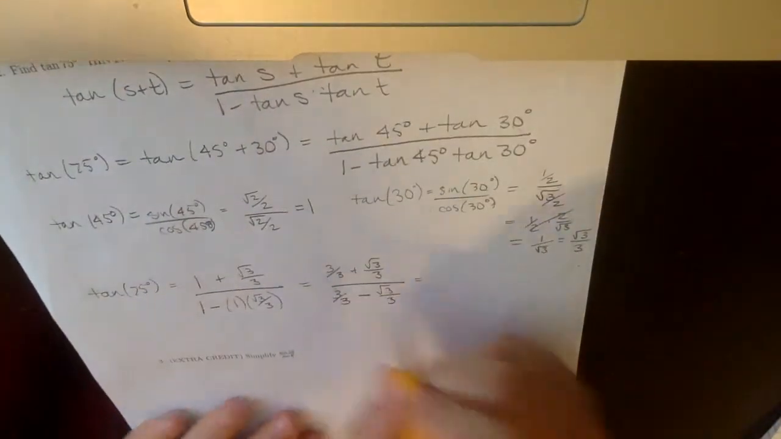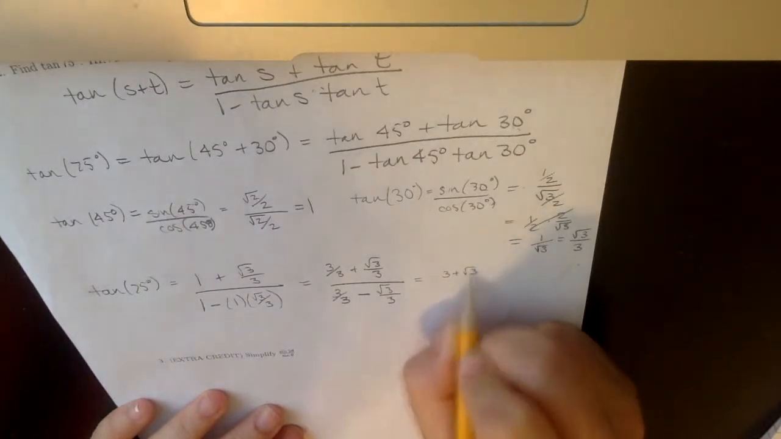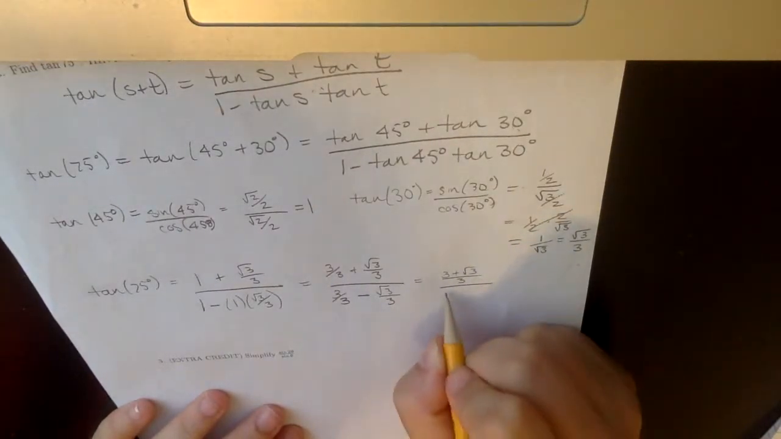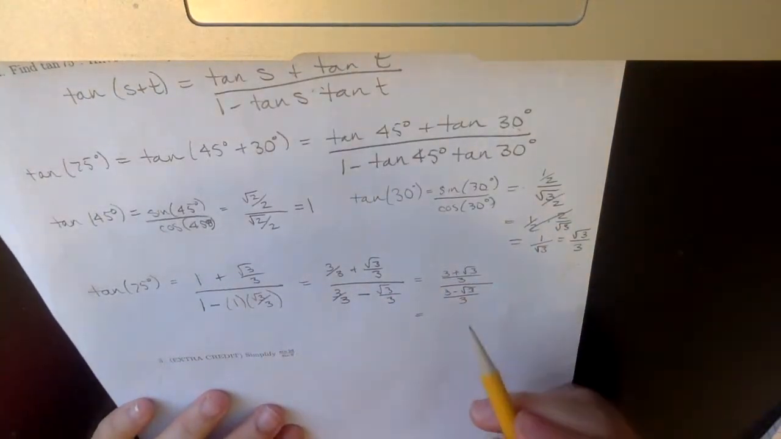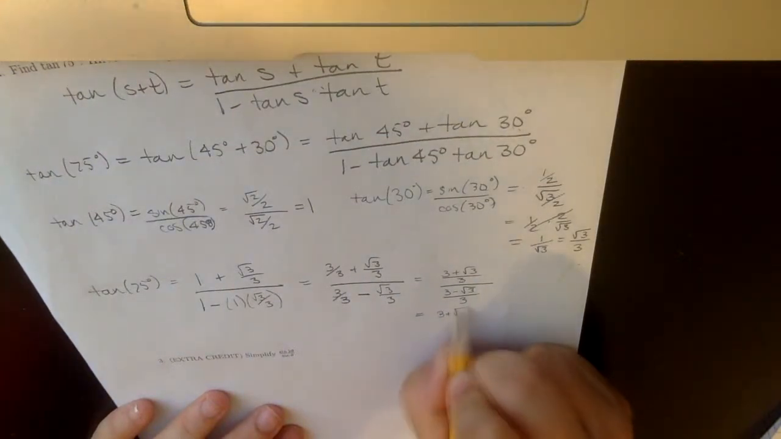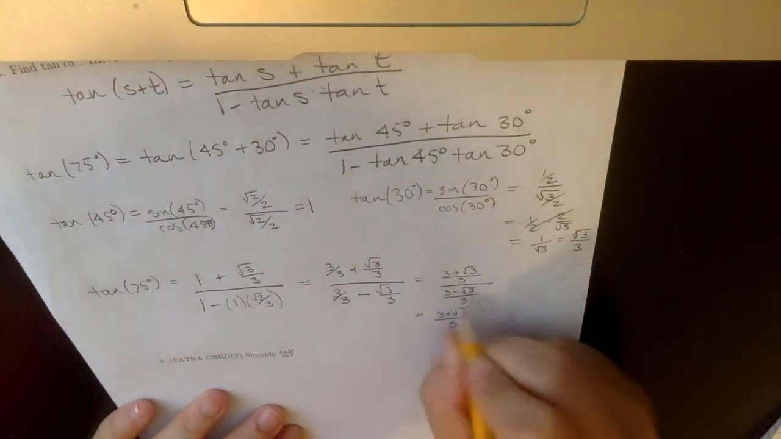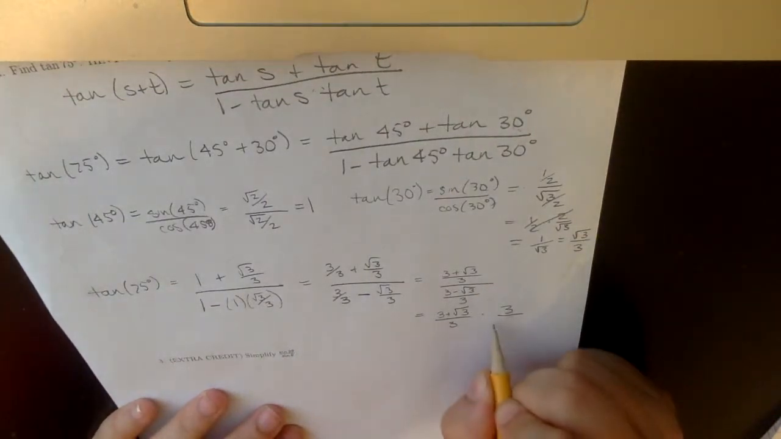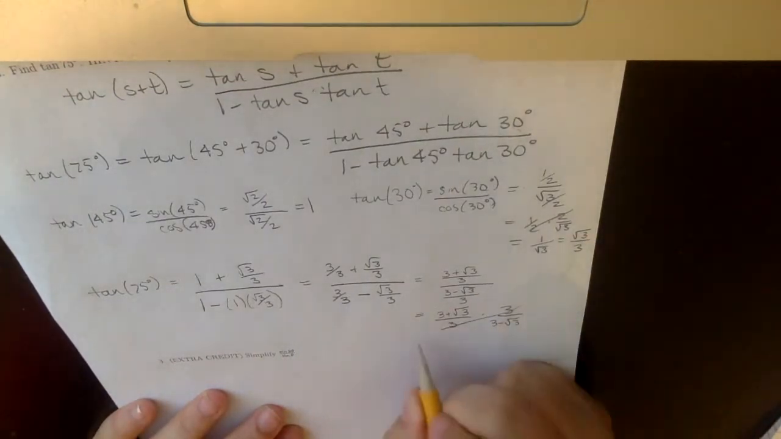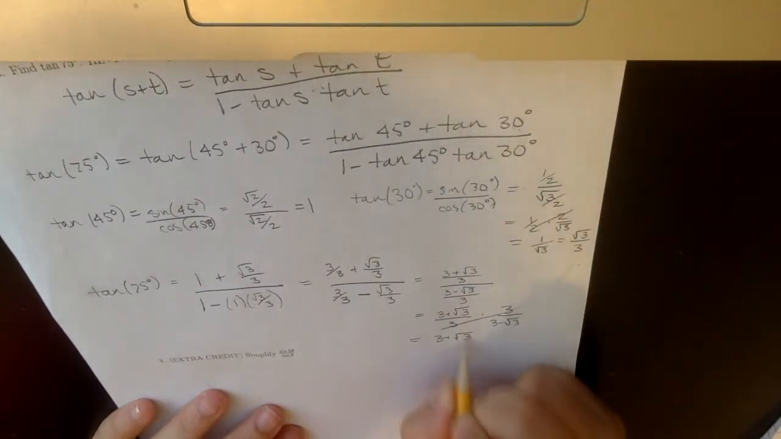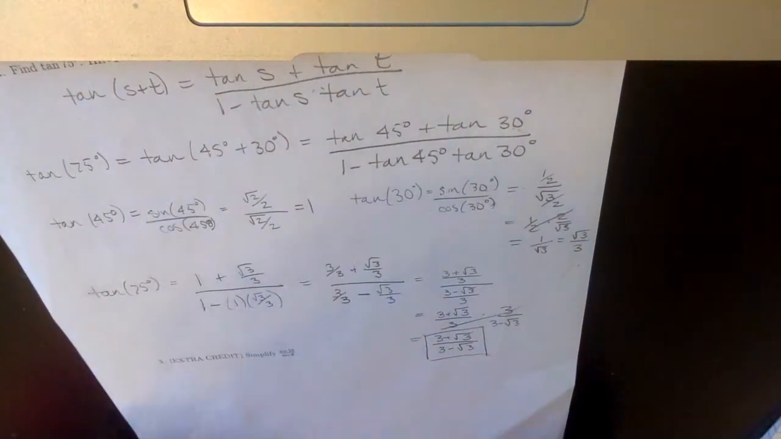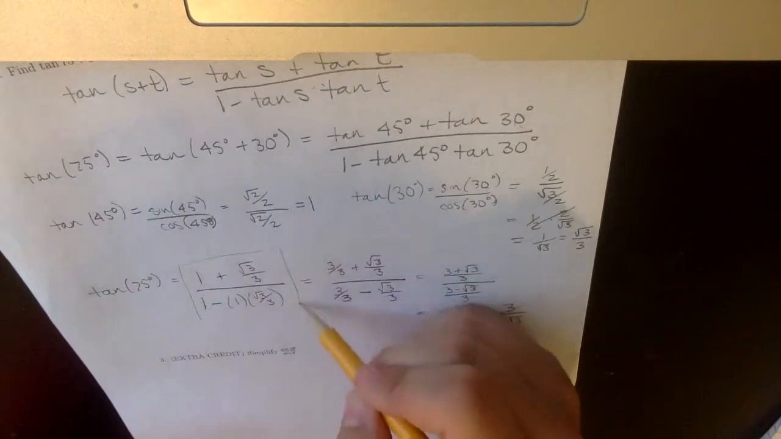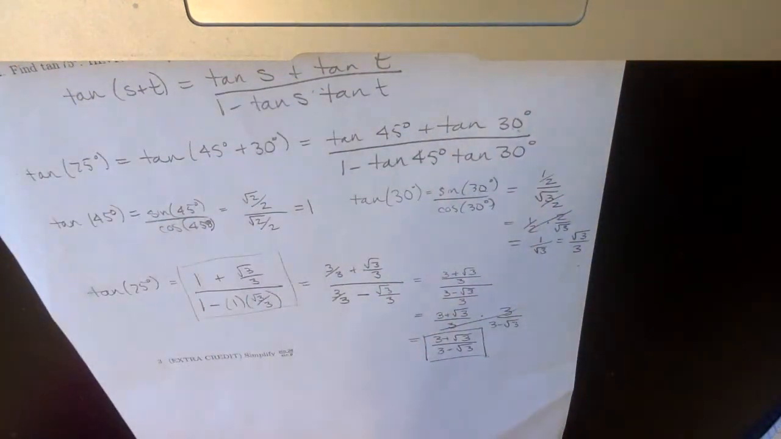Okay, simplifying the fractions on top and bottom, I get 3 plus root 3 over 3 all over 3 minus root 3 over 3. Now with the division of fractions, we invert and multiply. So 3 plus root 3 over 3 times this fraction inverted, which is 3 over 3 minus root 3. The 3's cancel, and we end up with 3 plus root 3 over 3 minus root 3. And that's our answer. Now notice you could have stopped at this point. I just wanted to simplify it a little.